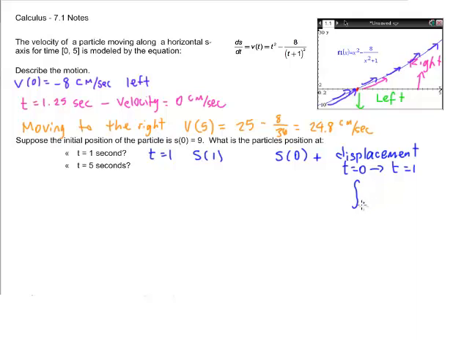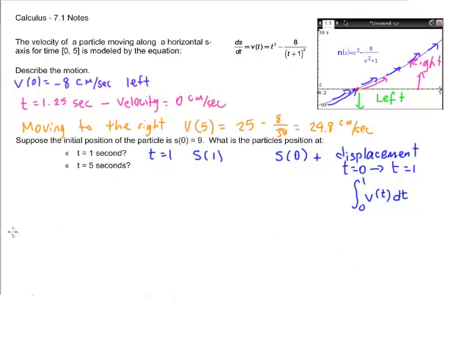And on this particular guy, we're looking at an integral from 0 to 1 because we want to know how far we went from 0 to 1. And we're looking at that over time. So what's changing? Time. What isn't changing? My velocity function. So to find out that 1 second displacement, we would look at this integral right here.